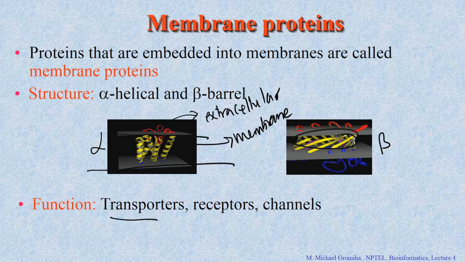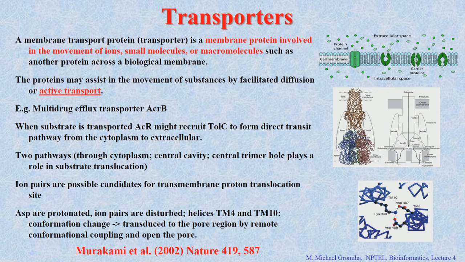These proteins also perform various functions like transporters, receptors or channels and so on. I will explain with a few examples. Here is one example for the transporters. What is a transporter? Generally it transports molecules. A transporter is a membrane protein involved in the movement of ions, small molecules or macromolecules, such as another protein, across the biological membrane. These mainly assist the substance by active transport, from the lower concentration to the higher concentration.